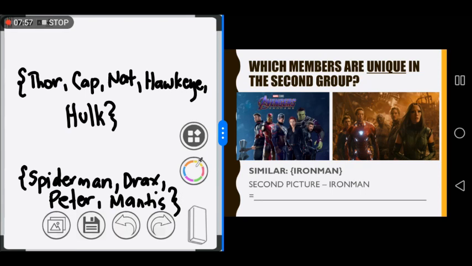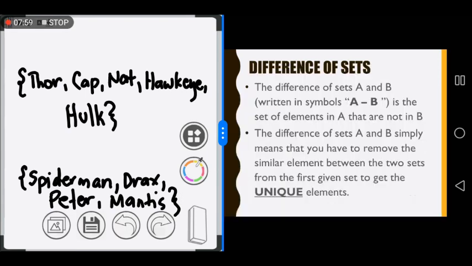Now, yung mga kinuha nating elements, yun yung tinatawag nating difference of sets. So, pag sinabing difference of sets A and B, it is the set of elements in A that are not in B. Ayan. So, ibig sabihin, ang gagawin mo lang, tatanggalin mo kung ano yung parehas dun sa dalawang set, mula dun sa unang set, para makuha mo yung unique elements. Again, pag sinabing unique, walang kaparehas.